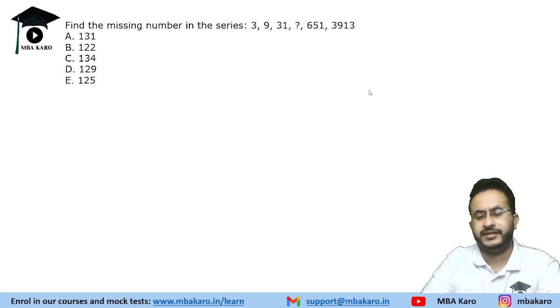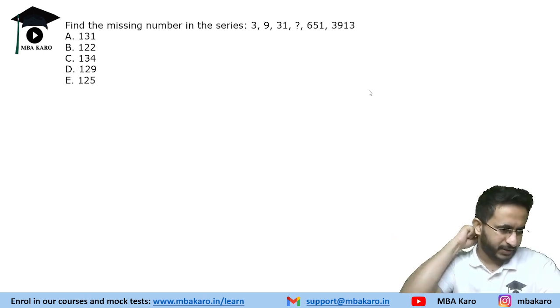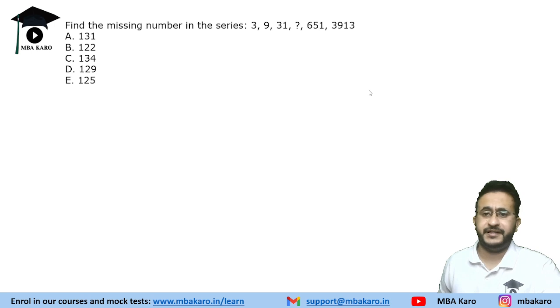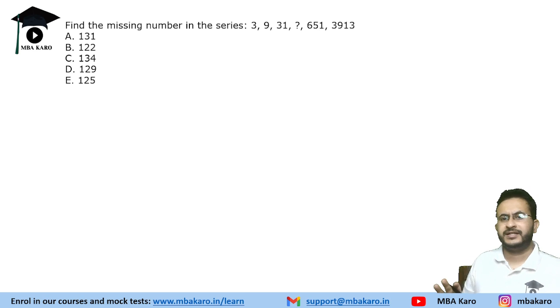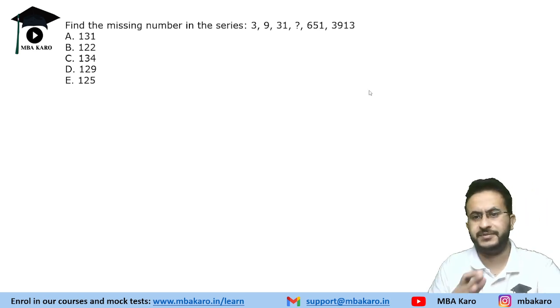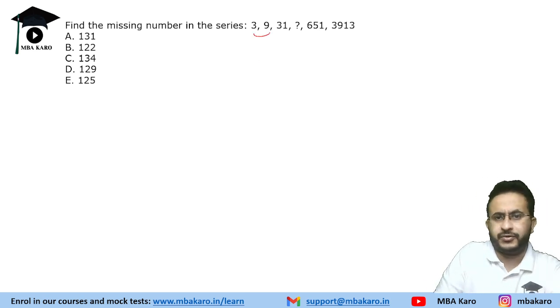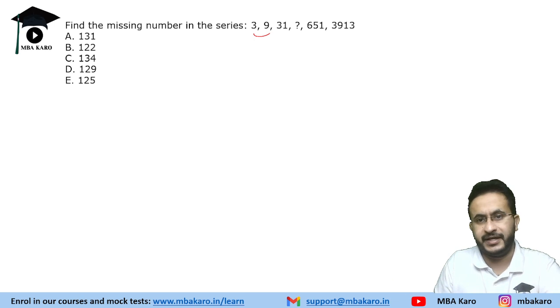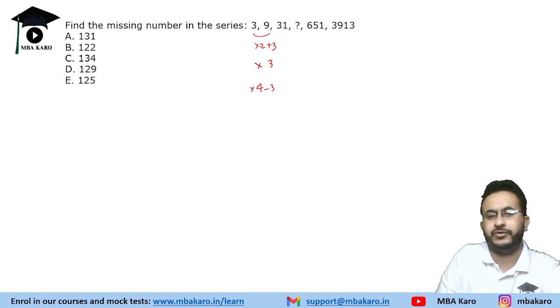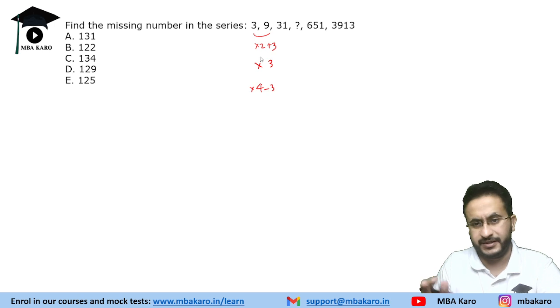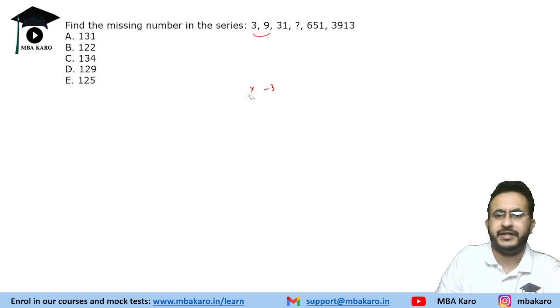Now let us look at this series. If you look at this, should we find the difference or not? That's the first question we should ask ourselves. Before going for the difference, see how many times the numbers are there. Always look from the higher end. Don't look from the lower end, because it can be into 2 plus 3, into 3, or into 4 minus 3 also. We do not know whether it is plus or minus, so look from the higher end.